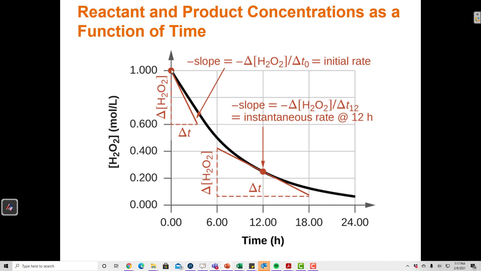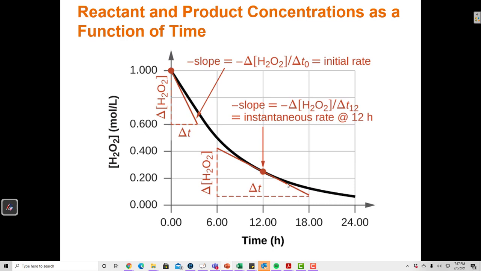So you can see that at the beginning of the reaction, at 100% at time zero, the concentration drops really quickly. But then at about 6 hours, it starts to slow down a little bit. The slope is decreasing. And here it starts to slow down a little bit more. And here it starts to slow down a little bit more.